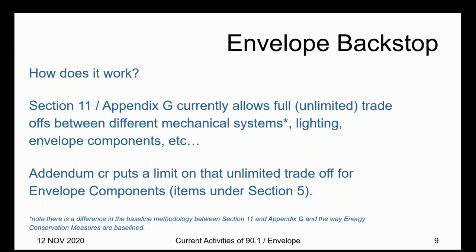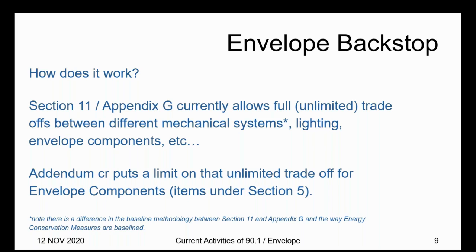So how does it work? Basically, within 11 and G, you have a trade-off mechanism, and as it stands now, you can trade off amongst systems. 11 and G are a little bit different, but conceptually, you can trade off really, really efficient mechanical systems with a very inefficient envelope. And it just puts a little bit of a limit on the way that that works. And it uses what we call ComCheck, which you guys are probably all familiar with.